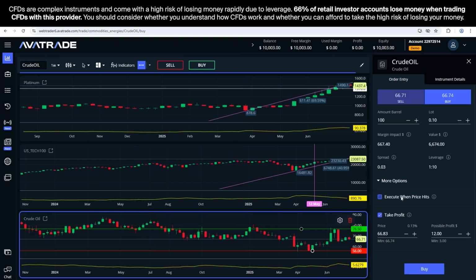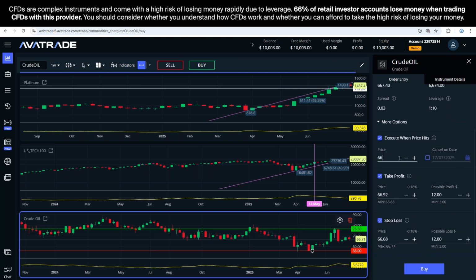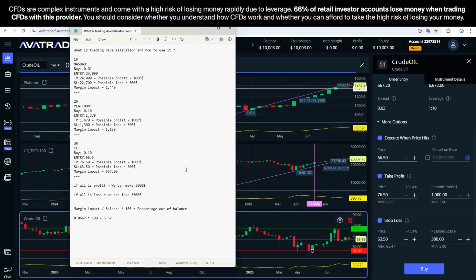Okay, now to test that out, we're also going to place the numbers in here. So we had an entry of 66.5. Our take profit can stay the same, and our stop loss will be like that. So now what we've got is a ratio of 1 to 3. Okay, great. Now this has changed.